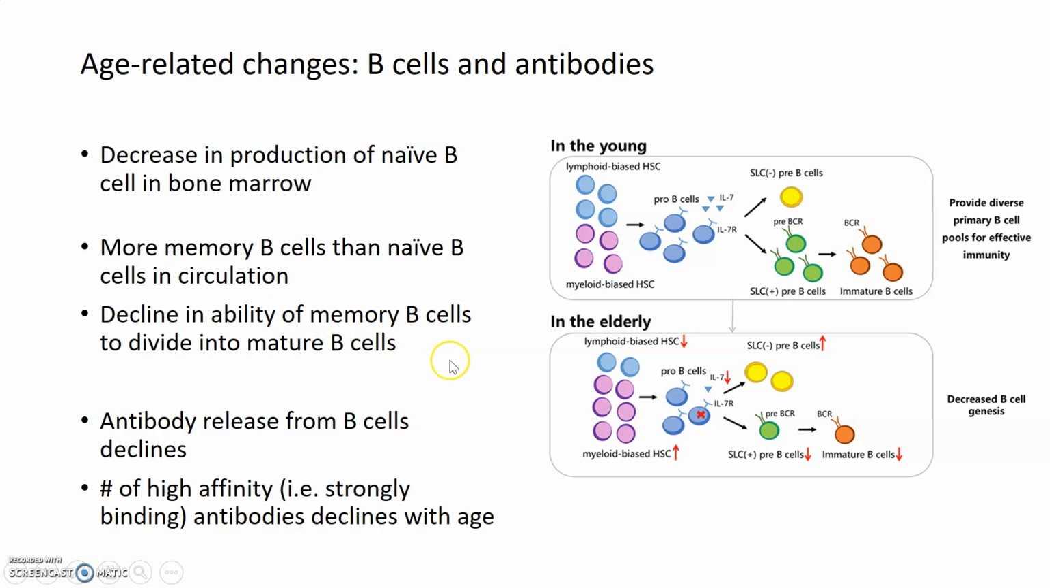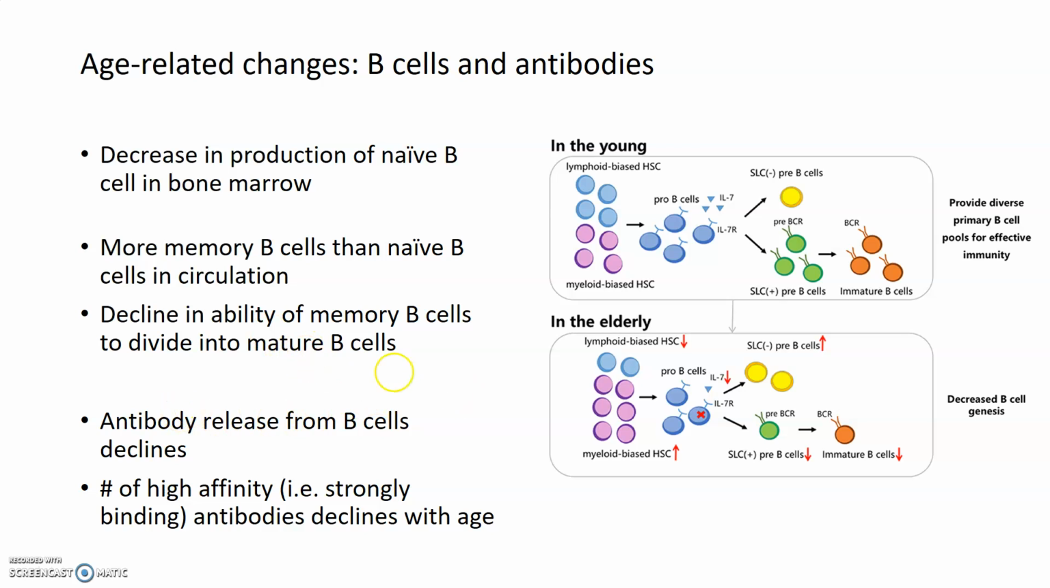Okay, and then in terms of what happens to B cells in the adaptive immune system, there are some similar changes here as well. So there's a decrease in the production of B cells in the bone marrow, which leads to a change in the ratio of memory B cells to naive B cells in the circulation. Less naive B cells being made, memory cells not being degraded means there's going to be more memory B cells than naive B cells available to kind of become plasma cells and make antibody. There's also a decline in the ability of B cells to kind of become mature and take on that antibody producing form.